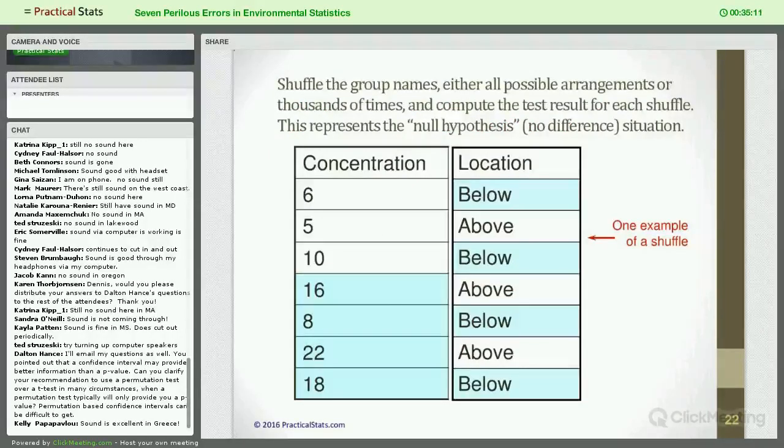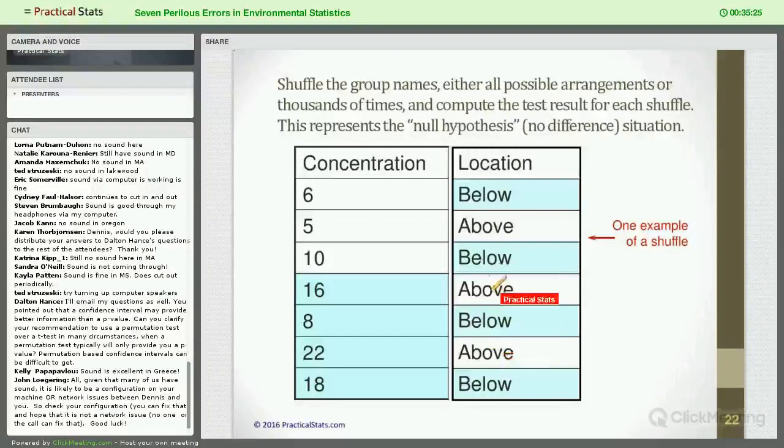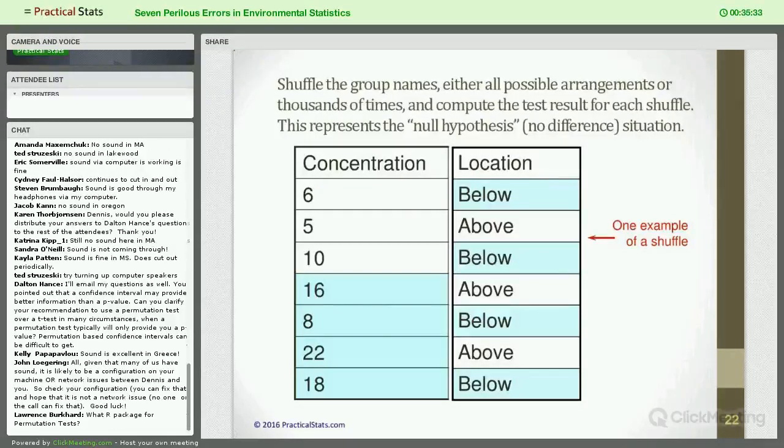If the null hypothesis is true, this group assignment is arbitrary, because we're saying that when the null hypothesis is true, there is no difference in the concentrations. So the fact that I observed a concentration of 6 in the above group doesn't really matter. It could just as well have been in the below group, because there is no difference in the concentrations between the two groups. So when the null hypothesis is true, this group assignment doesn't help me to distinguish concentrations. They might as well have been in the other group.